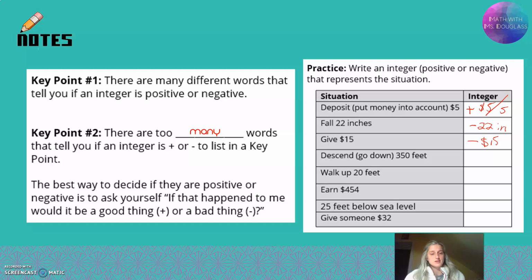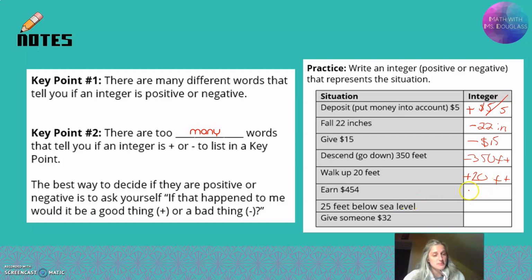Descend. This is a word you might not have heard before. It means to go down. The opposite is ascend, which means to go up. So if you go down 350 feet, that is a negative 350 feet. If you walk up 20 feet, you're going up. Think about if your score goes up, that's a good thing. So if you're walking up, even though you might be out of breath if it's a hill, this is a positive 20 feet.